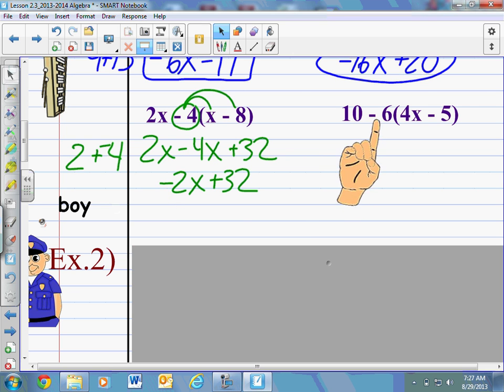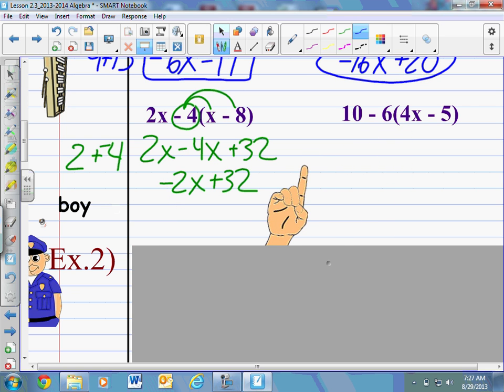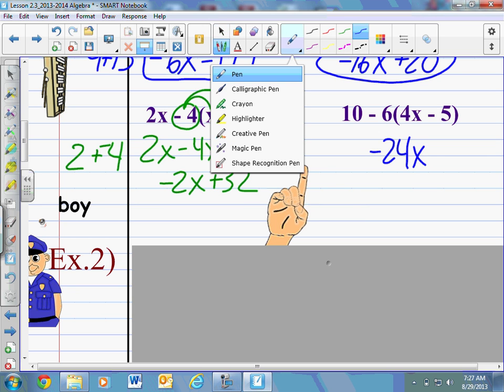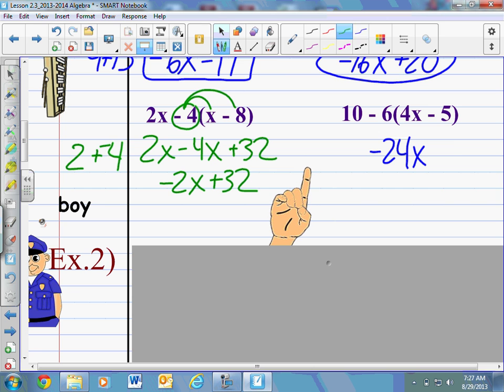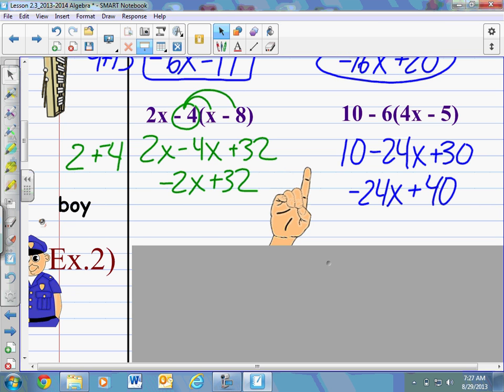Negative 6 times 4, that's negative 24x. Negative 6 times negative 5, I know you said positive 30. Okay, there we go. I'm just going to rewrite the negative 24x again and combine my 10 and 30. That's going to be 40. Okay, that's it. That was done. So we're done reviewing distributive property.